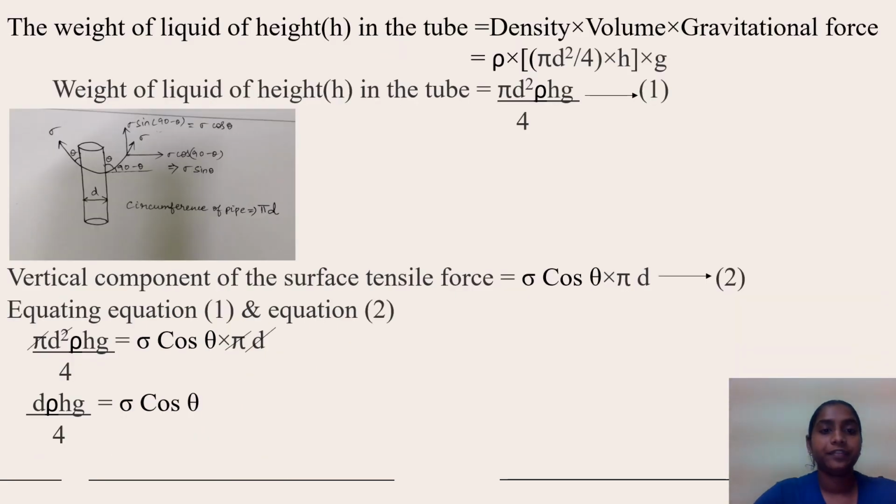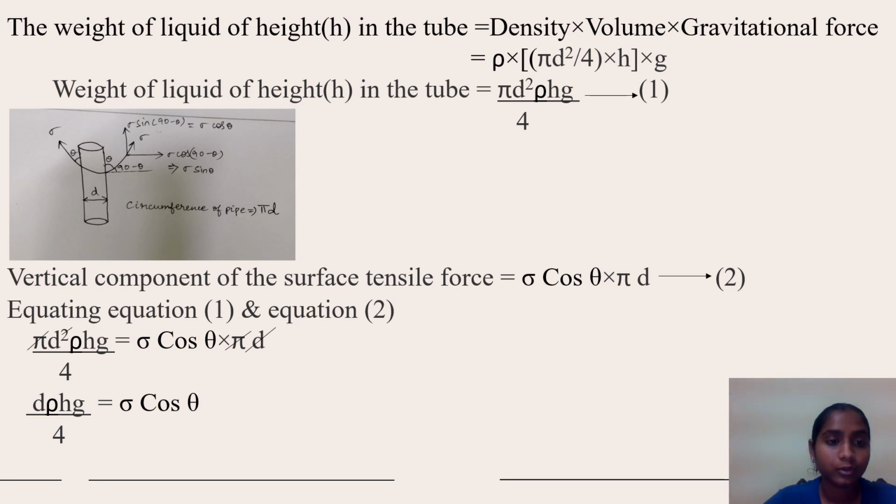The weight of liquid of h height in the tube is equal to density into volume into gravitational force. We know that density is rho and volume is area into height. Area is pi d square by 4 into h. h is the height and g is the gravitational force. Next, weight of liquid of h height in the tube is equal to pi d square rho g h by 4. Call this equation number 1.